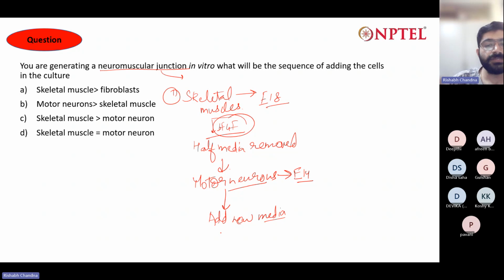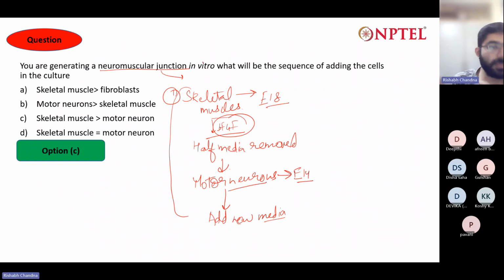And further, after a few days, we can check with various functional tests whether the particular neuromuscular junction has been formed or not, and whether it's functioning or not. Okay. So with this particular flow chart, we generally develop the neuromuscular junction. So the correct answer is option C. First we have the satellite cells, then we add the motor neurons. Okay. So, can anybody think about why this particular format of adding cells in a culture is used? Just think about it and we can discuss now.